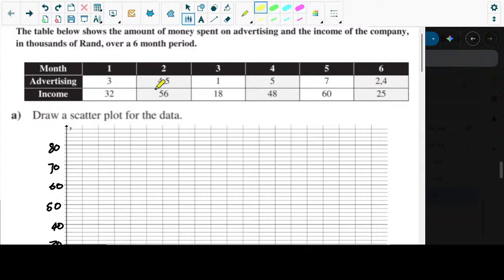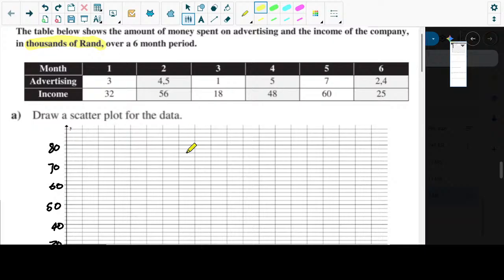Now, if you look at the table, you are given 3 things there. That's very important for us to understand. Which two are you going to use? Because we're dealing with correlation. We have the months, we have the advertising, and then we have income. Which two are you going to use here? Because this always confuses learners.